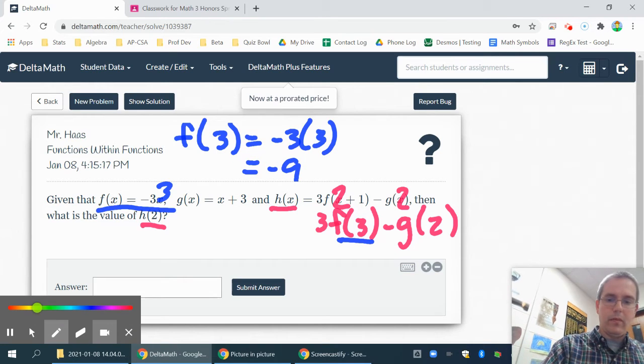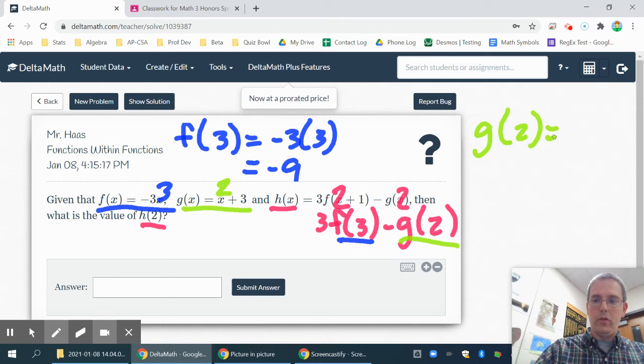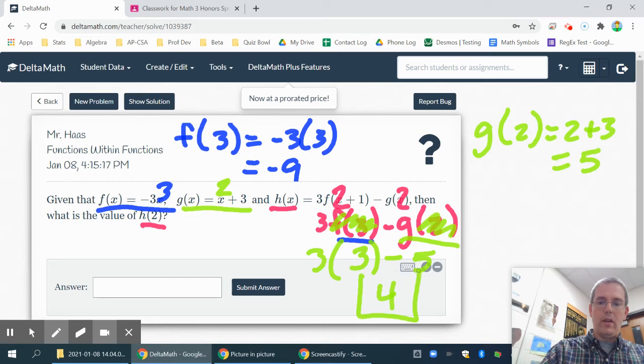Then, when I'm looking for g of 2, I'm going to substitute into this equation here with my 2. So g of 2 would be equal to 2 plus 3, which is 5. So I've got to get rid of this and put a 3. I have to get rid of this and put a 5. So 3 times 3 minus 5. 3 times 3 is 9, minus 5 is 4. So I have an answer of 4.